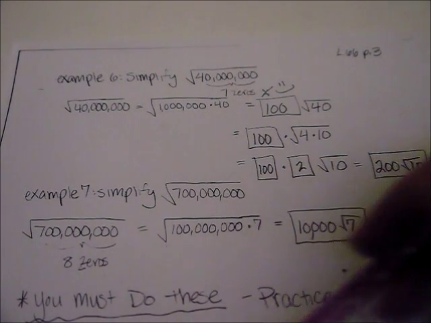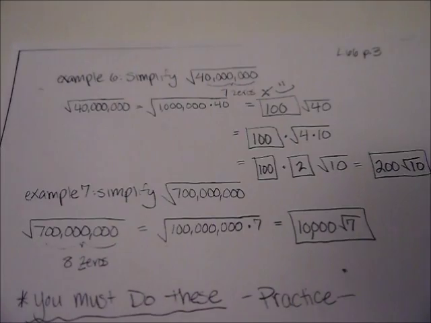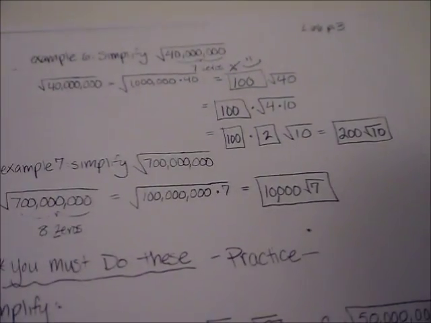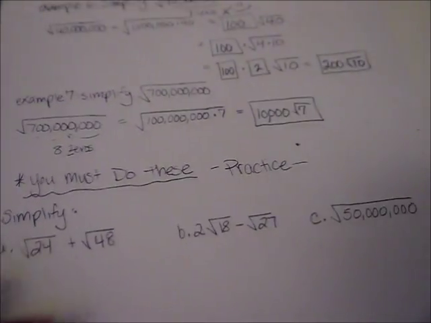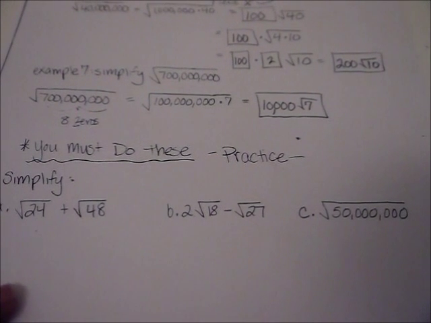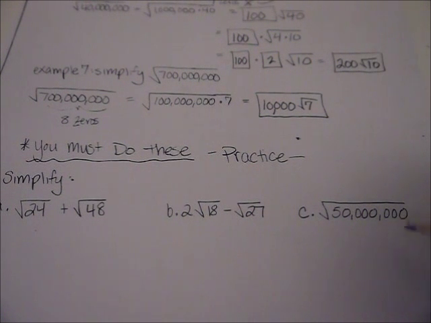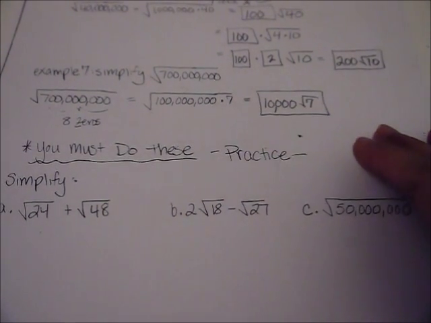Okay, you get to practice these on your practice. And letter C, I might just give you a heads up. How many zeros? I see 7 zeros, so that's going to be the one that takes a little bit more brain power. It's going to be a lot like example 6 and example 5. Okay, and then these two. So have fun with these.